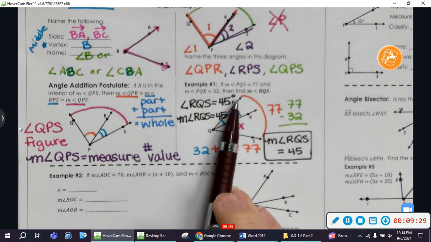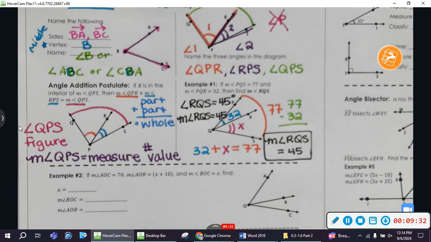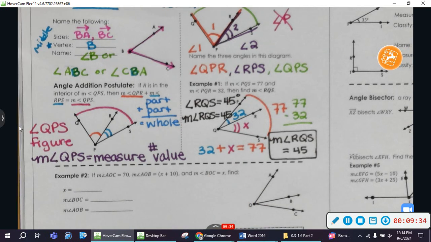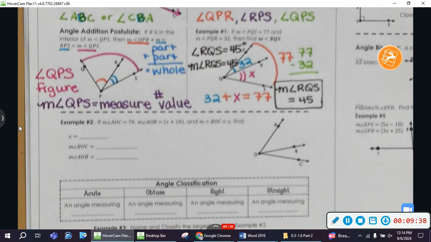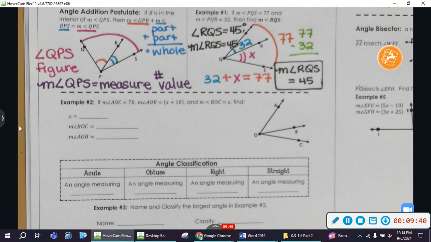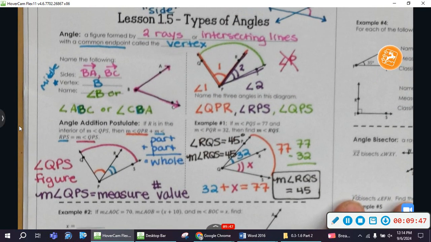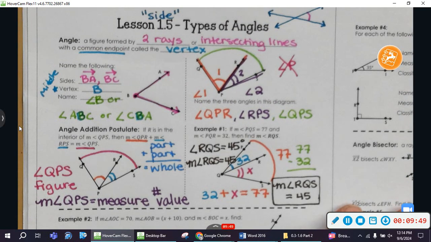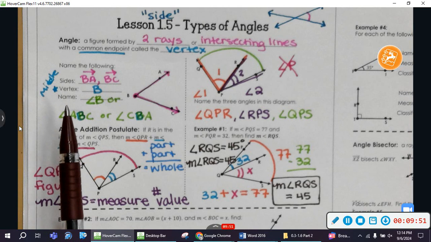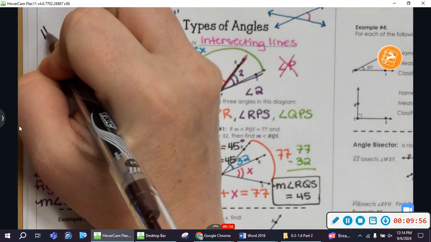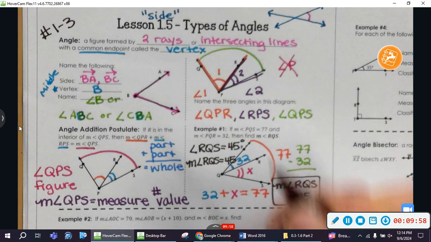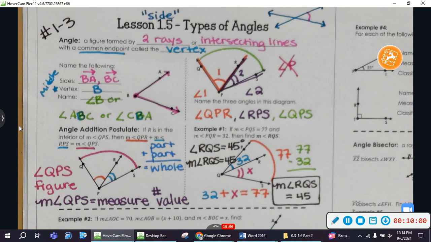So one of them would have a degree, the other one does not. Now I'm not going to count off if you add the degree symbol or you don't. I just wanted you to see that there is a difference. So far we've talked about how to name the sides and vertex of an angle, how to name an angle. All of that's going to help you with numbers 1 through 3 on your assignment.